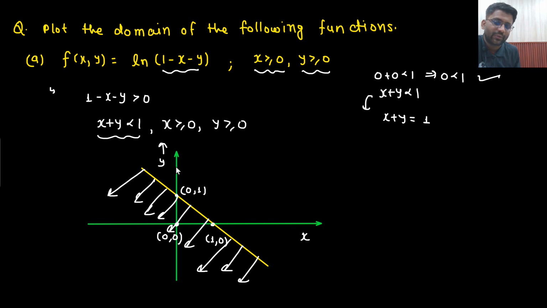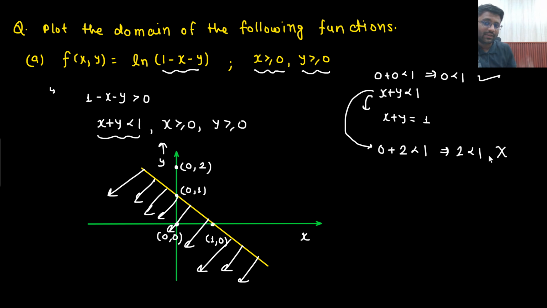Let's take some point out of this region. Let's say this point is 0, 2. X equals to 0, y equals to 2, because this is x equals to 0, y equals to 1. So let's put 0, 2 here. What are you getting? 2 less than 1. Is it correct? No. That means this 0, 2 will not be lying in the region. That means this is not our region. Are you able to understand this point? So the region would be this much.